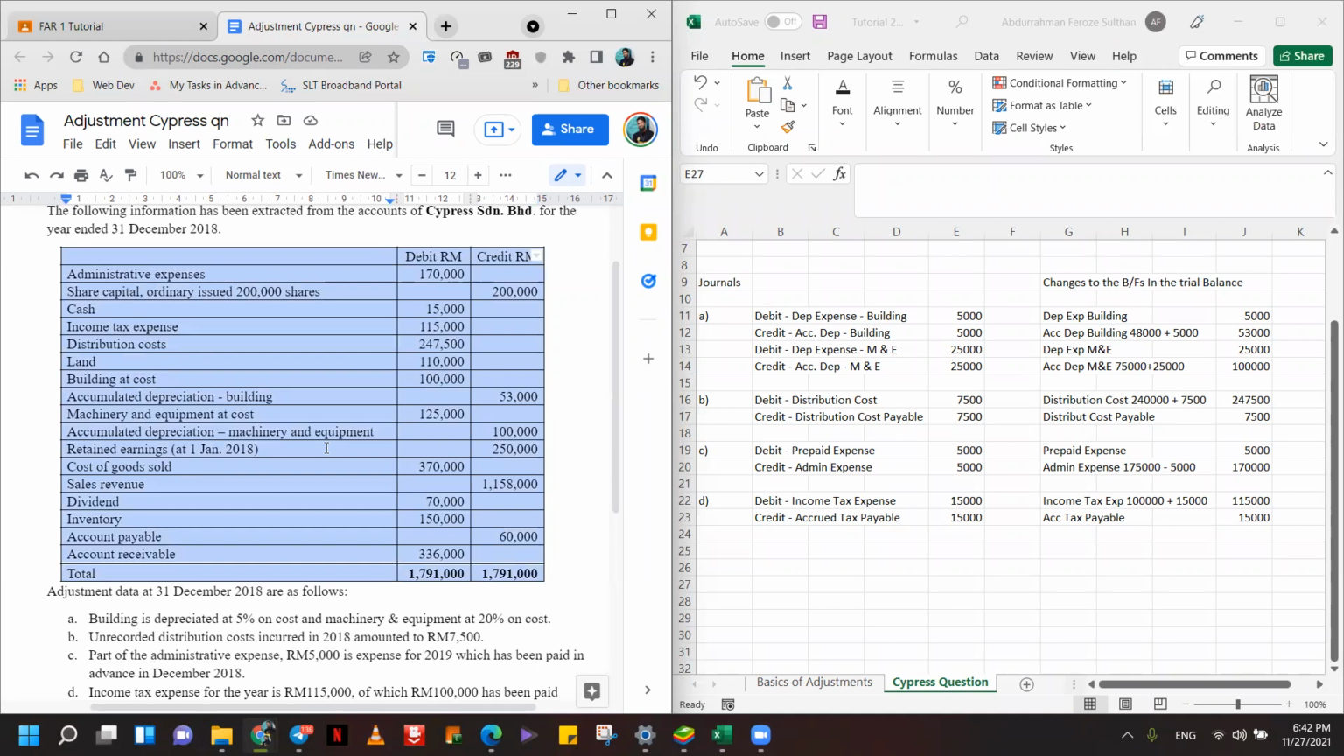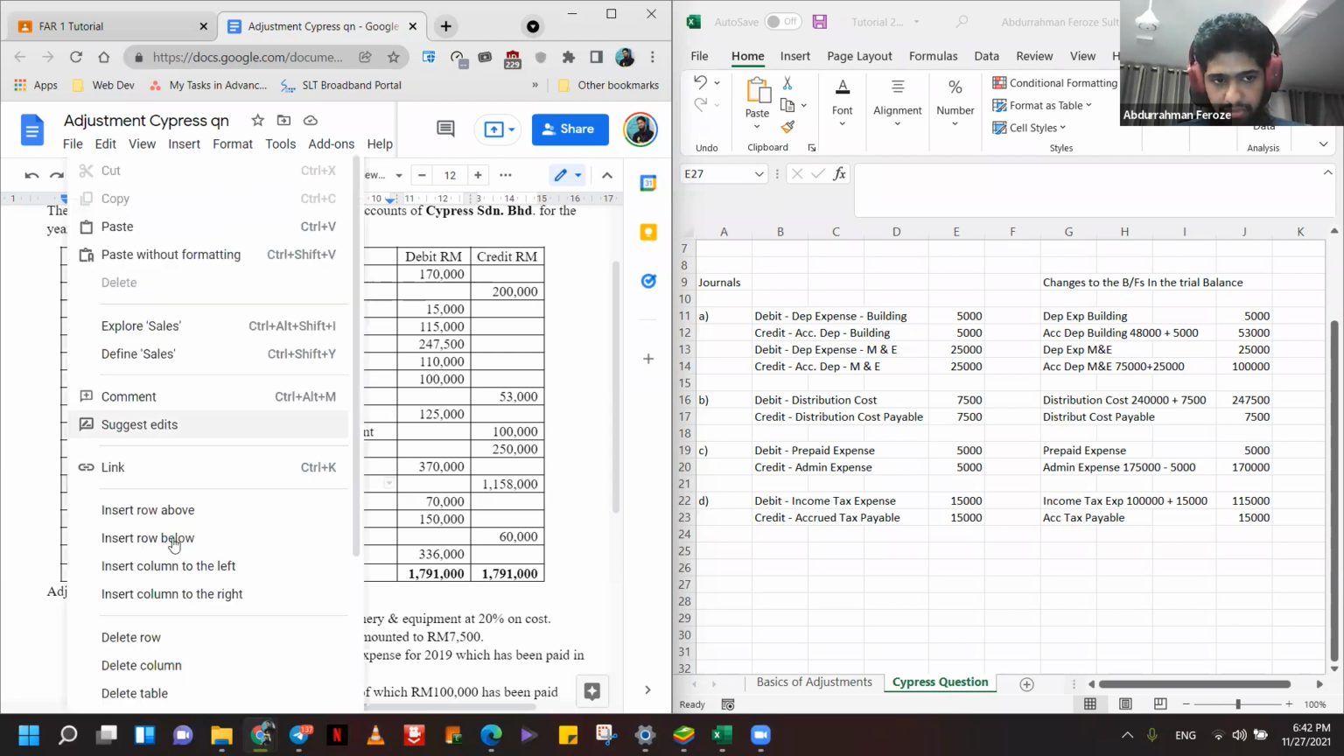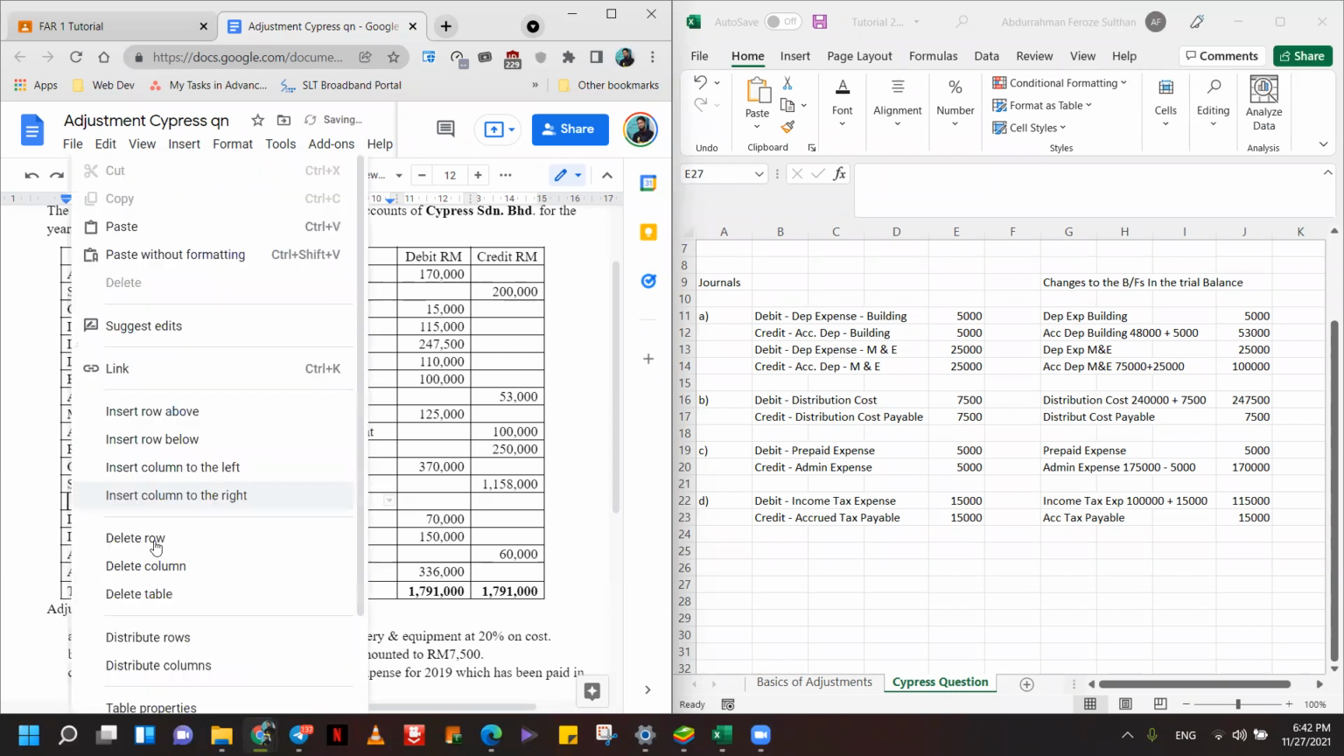No. I don't think so. So the easy way is, once you make the changes, first you go through the existing trial balance, you make the change, and then you add the new stuff. Let's add the new stuff here. Insert below.